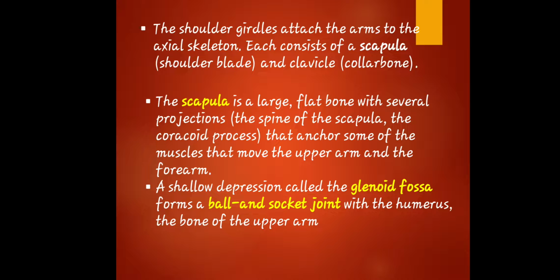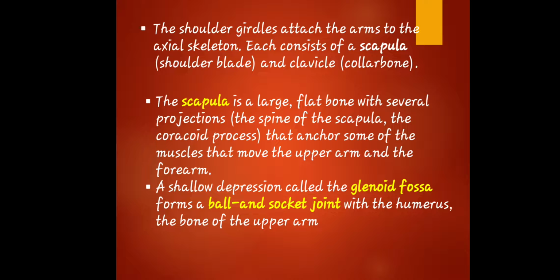The spine of the scapula or the coracoid process anchors some of the muscles that move the upper arm and the forearm. A shallow depression called the glenoid fossa forms a ball and socket joint with the humerus, the bone of the upper arm. And what controls the shoulder and arm? Eventually, the large shoulder muscles are responsible for most shoulder work.